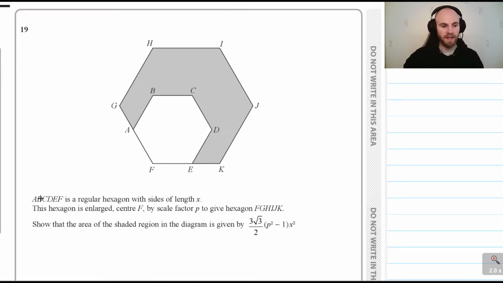Question 19, A, B, C, D, E, F, which we have right here, is a regular hexagon. I'm going to underline that word regular, with sides of length x. This hexagon is enlarged, center F, by scale factor P, to give hexagon F, G, H, I, J, K, this one here, this large one. Show that the area of the shaded region, this part here, in the diagram is given by 3 root 3 divided by 2, and then in brackets, p squared minus 1, close brackets, x squared.